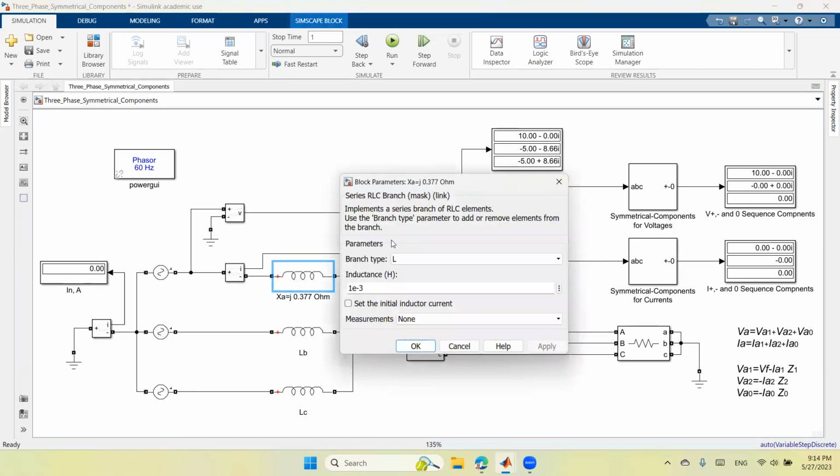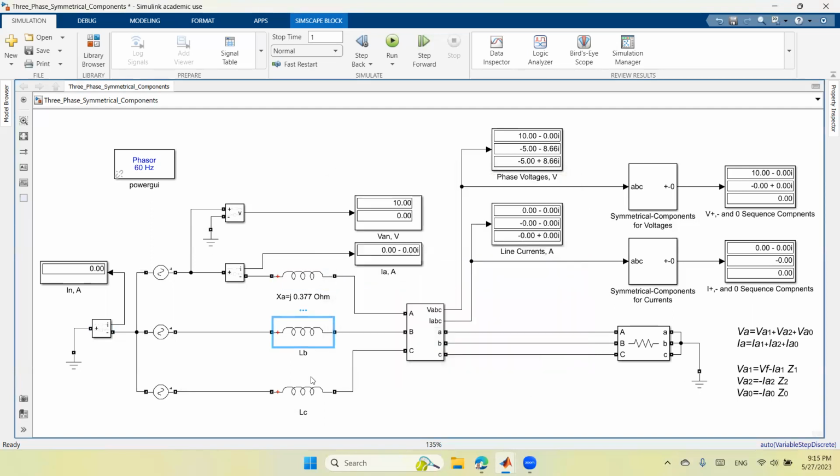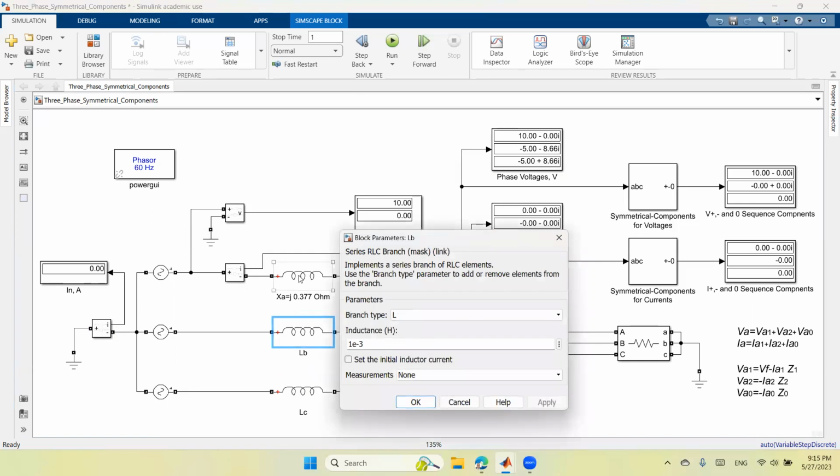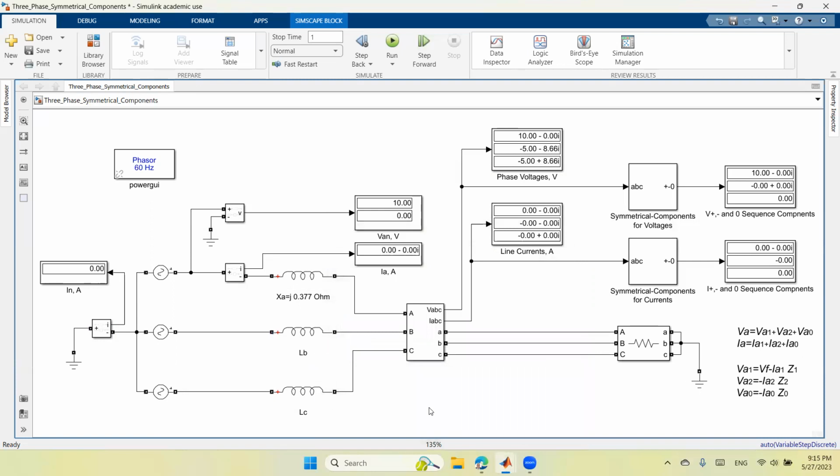If you double click, I'm using series RLC branch. I'm selecting the branch to be only inductance. And here I'm using this inductance to be 1 millihenry. If you multiply 1 millihenry by 2π times f, where f is 60 hertz, it will be 0.377 ohm. So this is for this inductor, and it's the same for this one and this one. You just set it for one, and then you copy paste for the other phases.